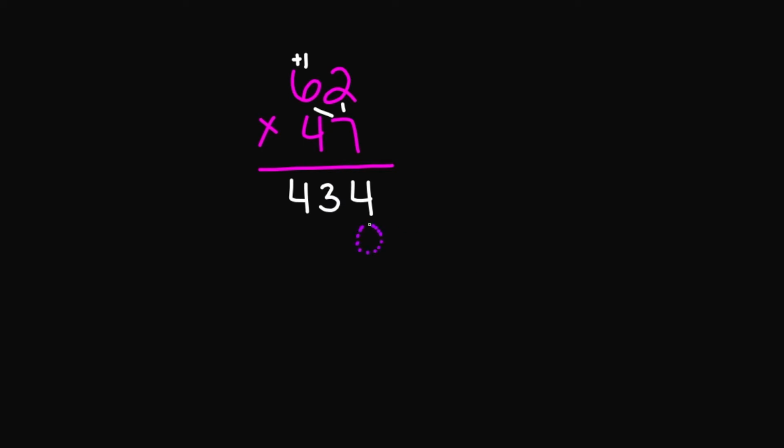Let's try 62 times 47. So I'm going to multiply 7 times 2 here. This is going to equal 14. I'm going to write my 4 and carry the 1. And then we have 7 times 6. That's going to equal 42 plus 1 is going to equal 43. So I'm going to write 43 here. Then we're going to add our placeholder here. That's our imaginary 0 here, because now I'm working in the tens place.